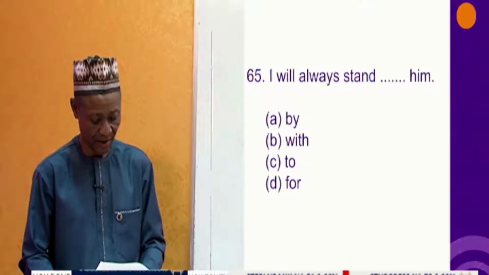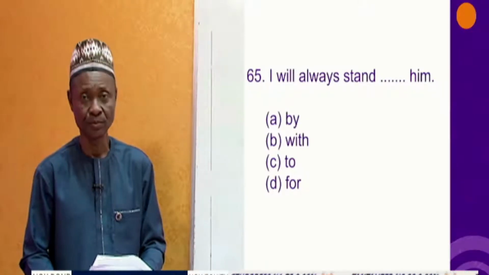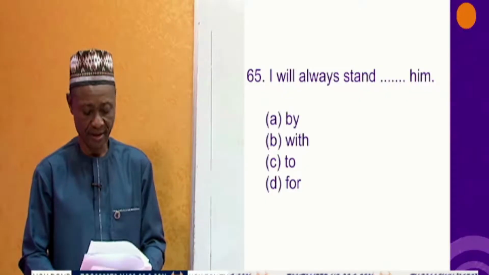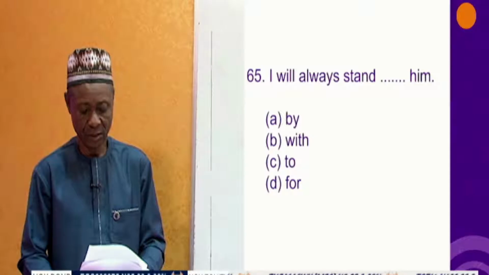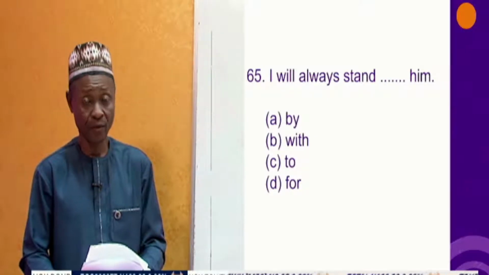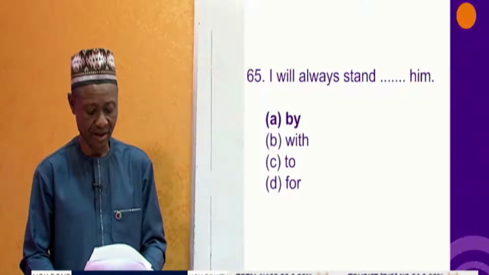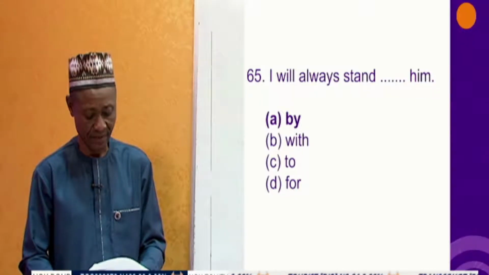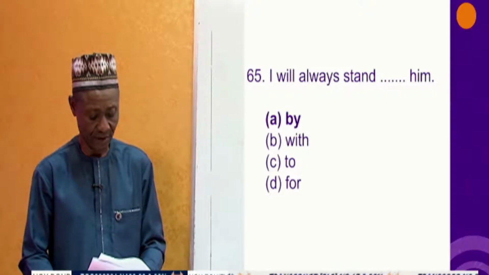Question number 65. I will always stand dash him. A, by, B, with, C, to, D, for. Option A, which is by, that is stand by, is the correct answer. And that is also a question from phrasal verb.